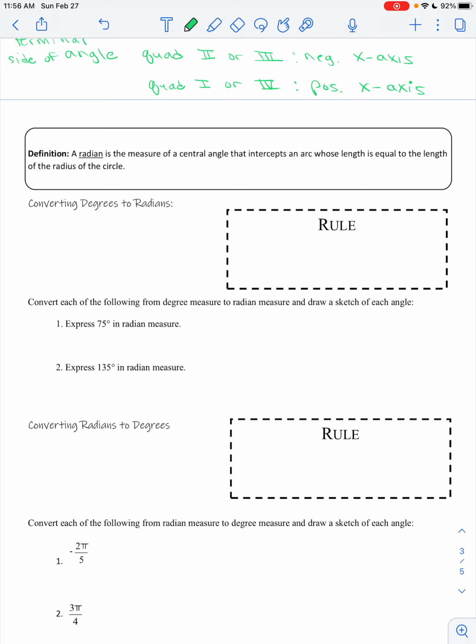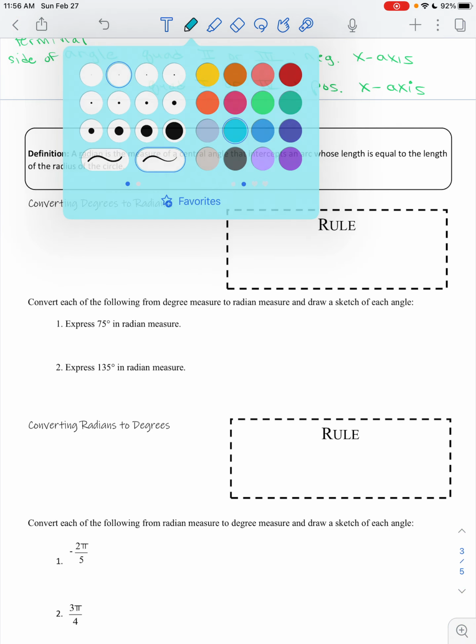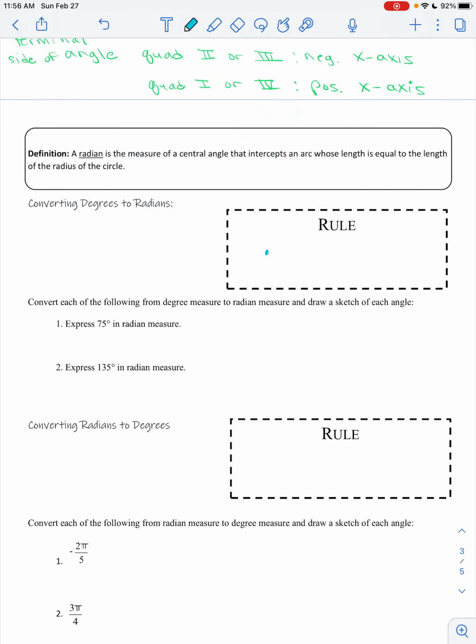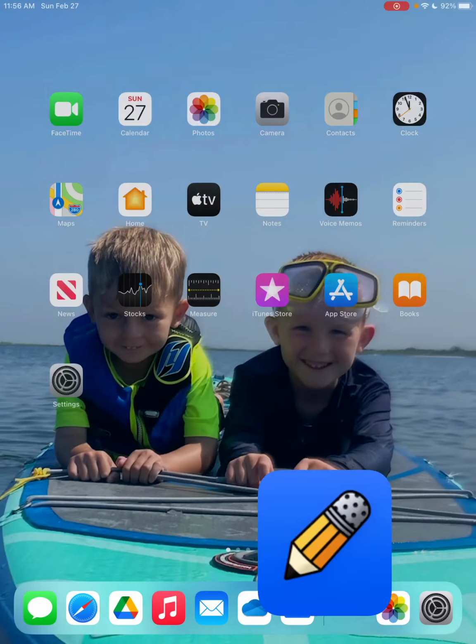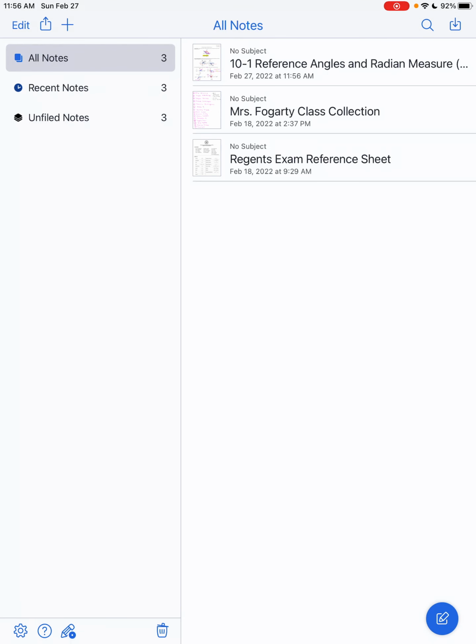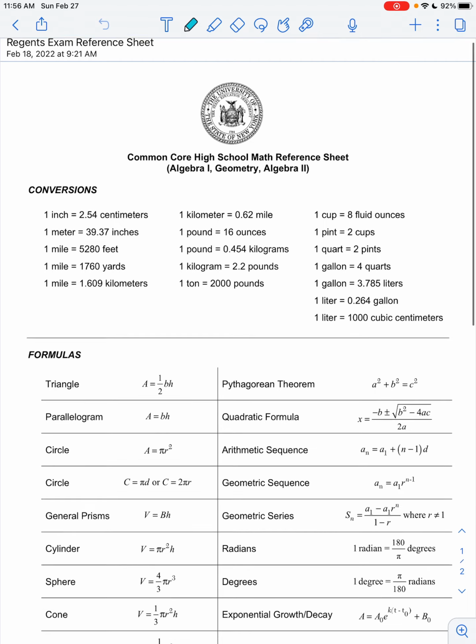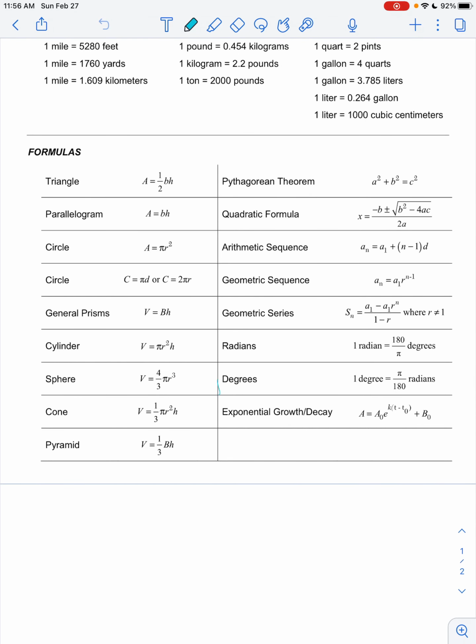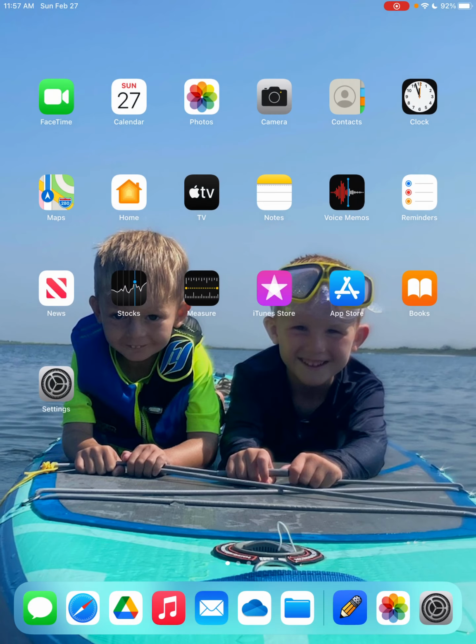So the nice thing is that this conversion, converting from degrees to radians, is on your reference table, which I'll show you in a second. But the rule is you want to multiply by pi over 180. So if you go to your reference table and you look here, it will tell you that 1 degree is pi over 180 radians. So what you're doing is you're taking your degree measurement and you're multiplying by pi over 180.